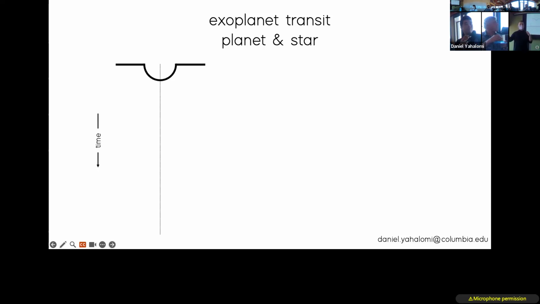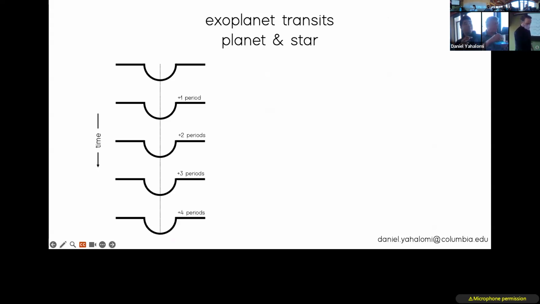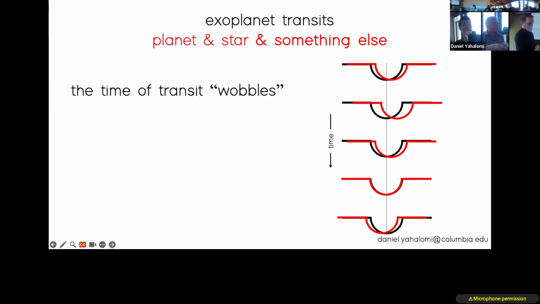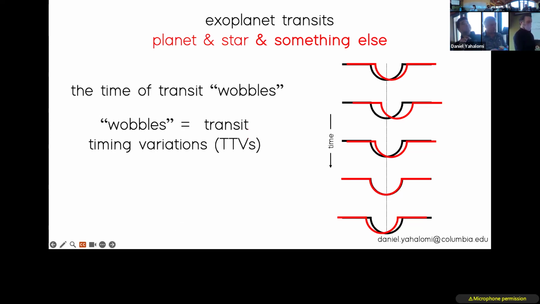Obviously, we know that's not the case in our solar system. There are 8 planets. A lot of the planets have moons or a lot of other interactions. And so if an exoplanet transits as a single planet around a single star, you get that transit happening at the exact same time, very consistent orbital period, no variations. But once you add something else into the system, so here I'm plotting in red where you'd expect those transits to occur, if there's another gravitational effect in the system, you see that those transit timings vary or wobble. And so these wobbles we call transit timing variations or TTVs.